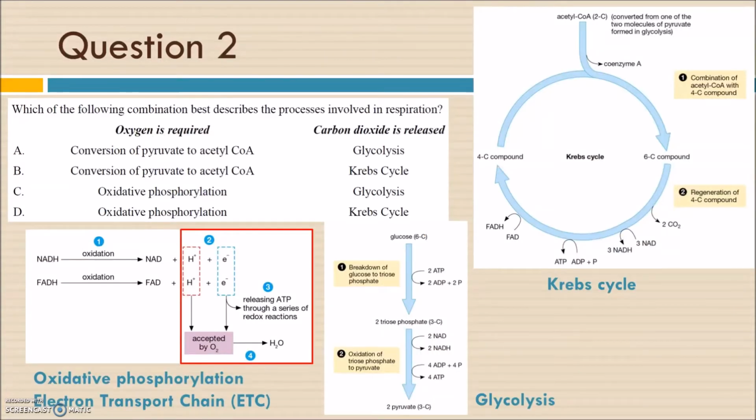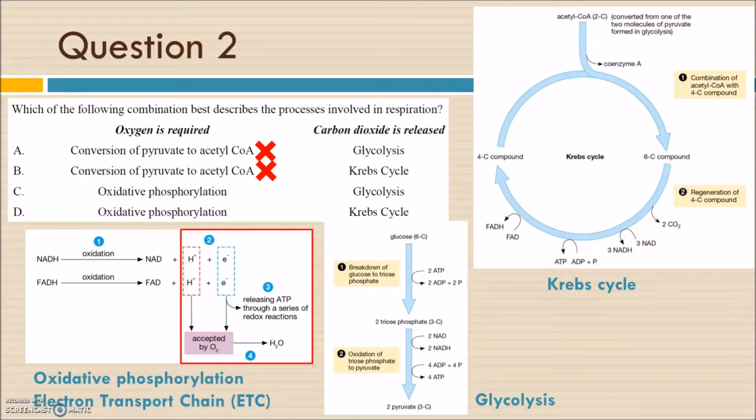For question 2, it needs you to compare the 3 main processes in aerobic respiration, including glycolysis, Krebs cycle, and oxidative phosphorylation. According to the name of oxidative phosphorylation, you should be able to recall that oxygen is required as the final acceptor of hydrogen atoms to combine and form water. So therefore, answers A and B are eliminated.